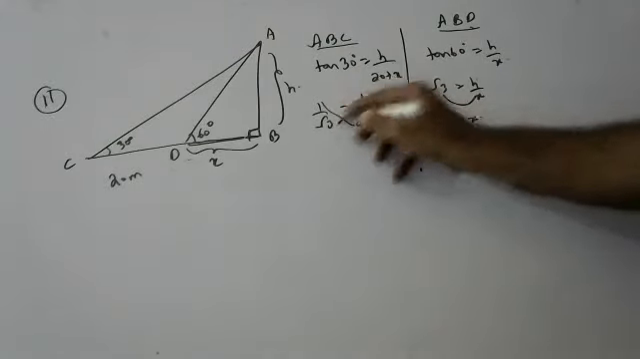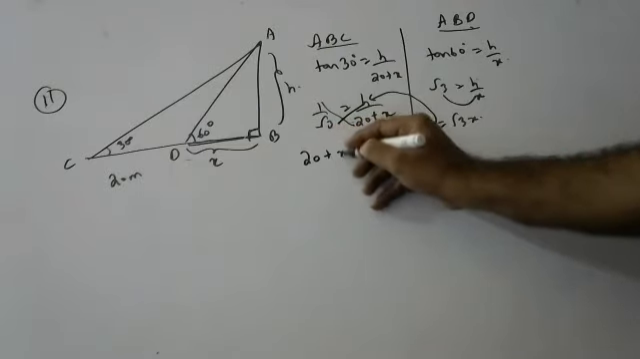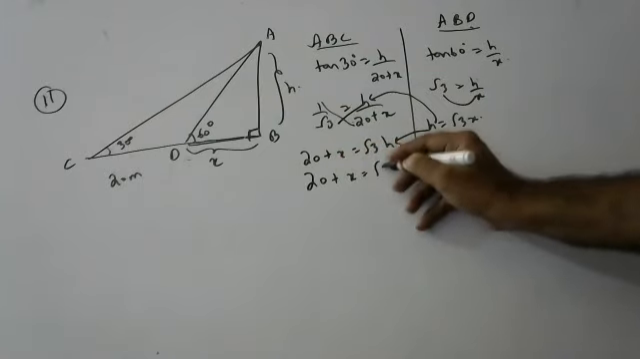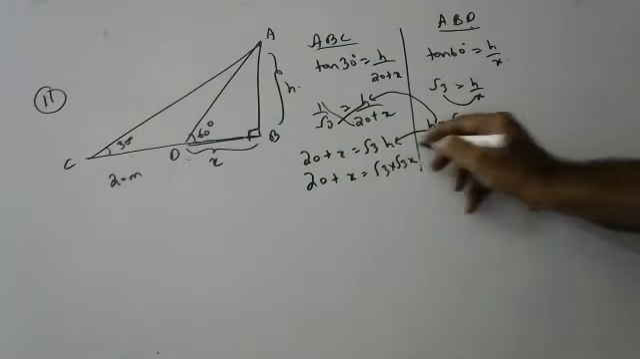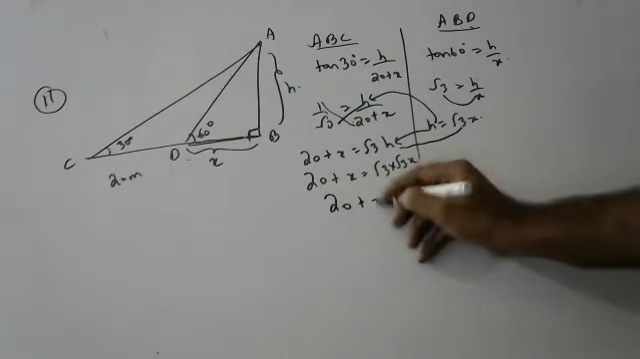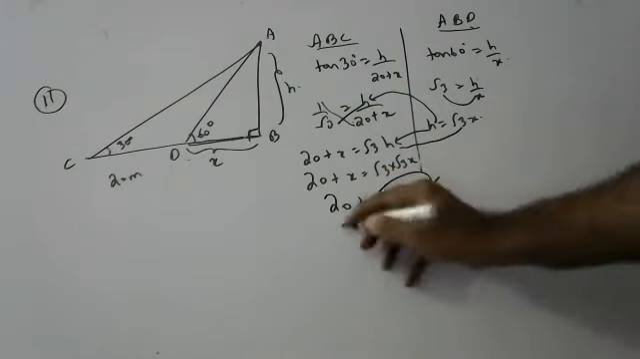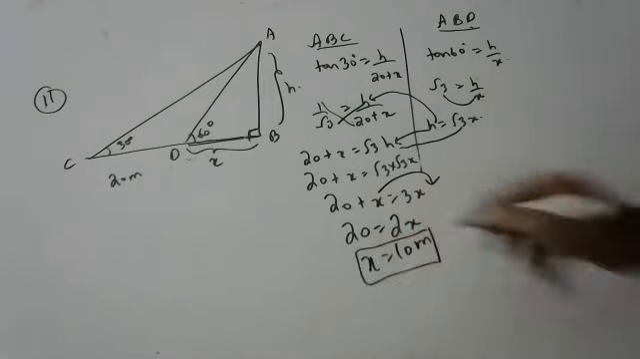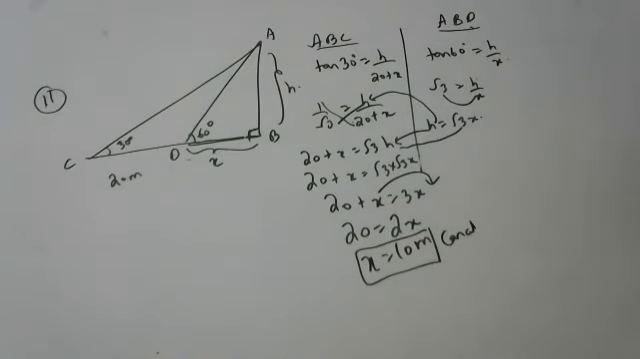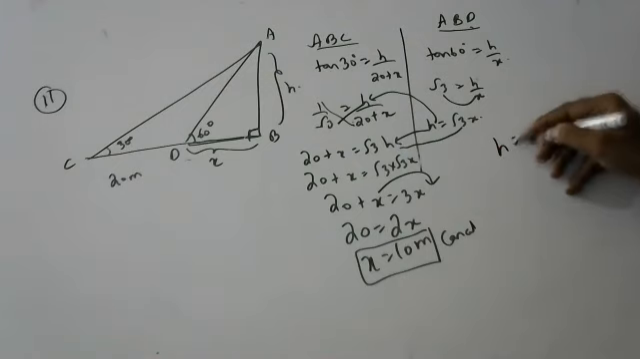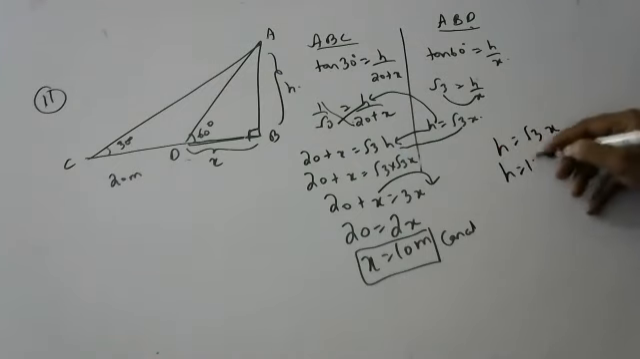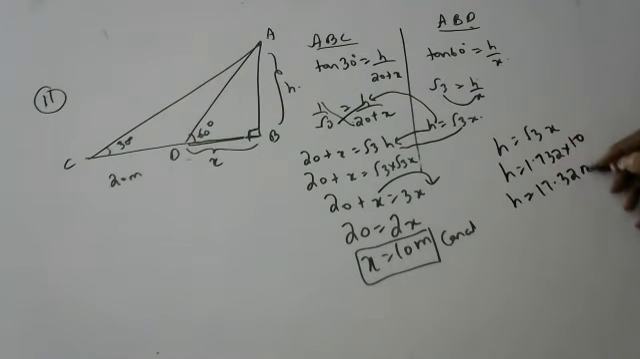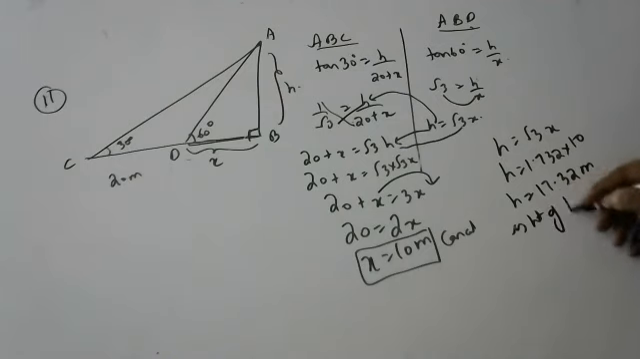First, let me do cross multiplication. 20 plus x is equal to root 3h. Substitute h here, children. 20 plus x is equal to root 3 into root 3x, because h is root 3x. So 20 plus x is 3x. x comes here. 20 is equal to 2x. x is equal to 10 meters, the width of the canal. Now the height: root 3x, so 1.732 into 10. 17.32 meters is the height of the TV tower.